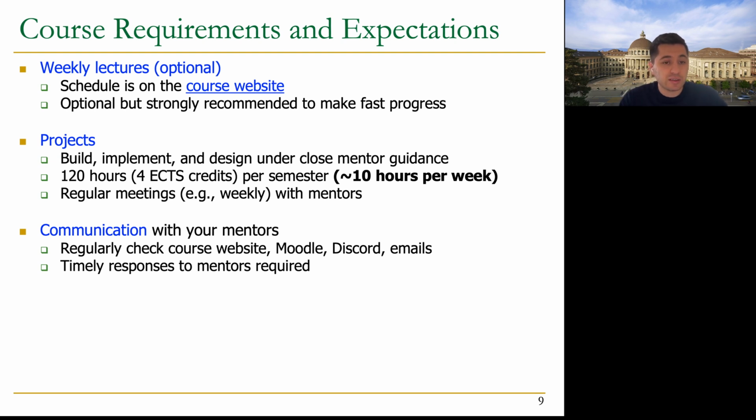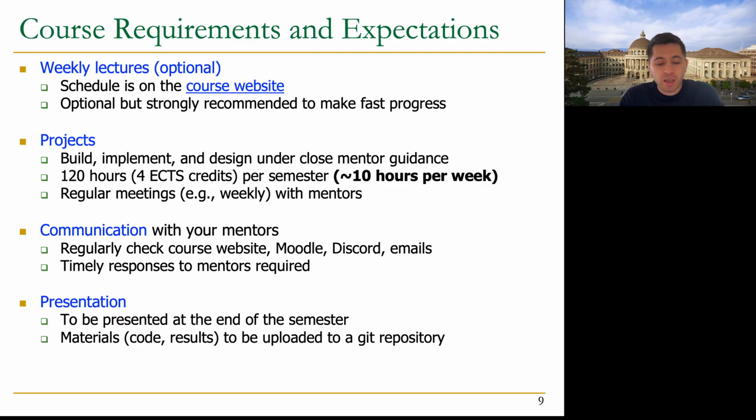But it's possible that they are senior researchers or PhD students, which means they may have certain deadlines, and on some weeks they may be slow to respond. But regardless, it is important that you ping them and remind them about your questions so that you make progress. So communication is extremely important. One requirement is to make progress on your project so that you can pass the course. And the meaning of making progress really depends on the communication between you and your mentor.